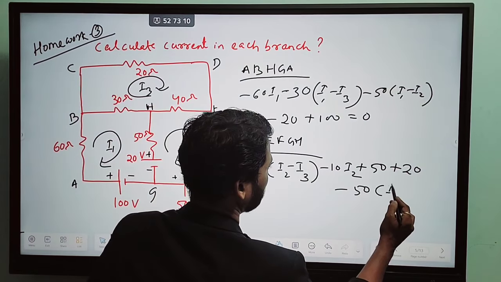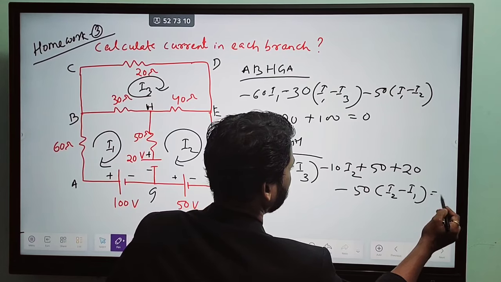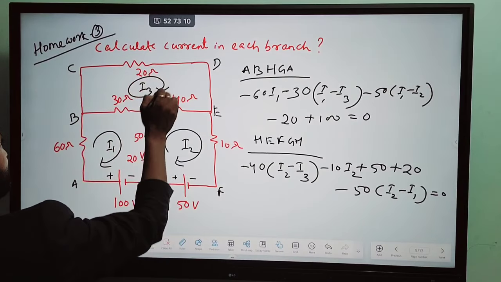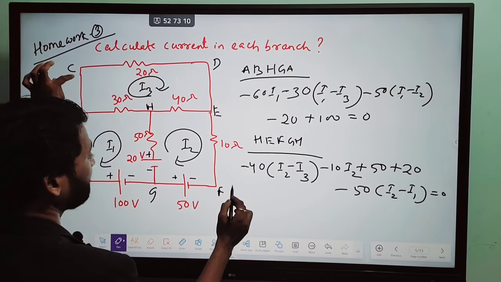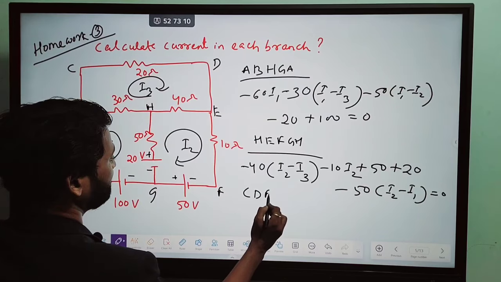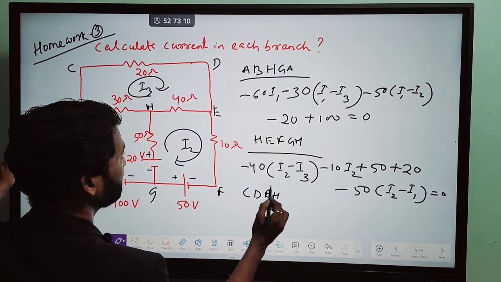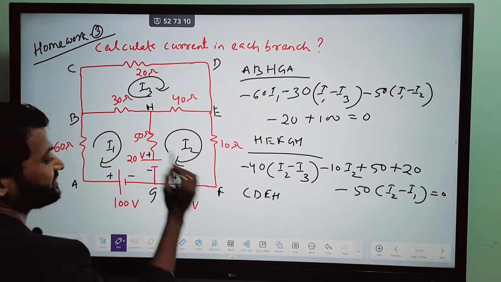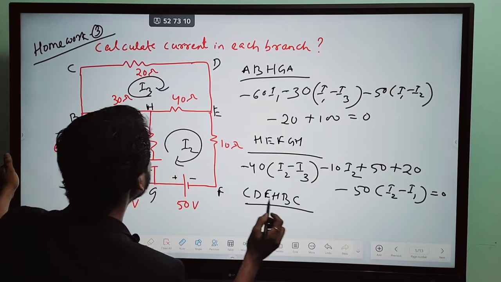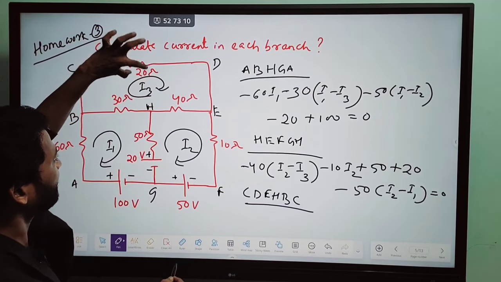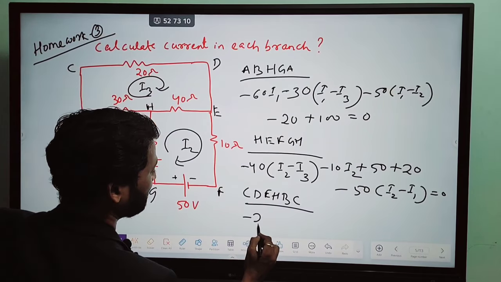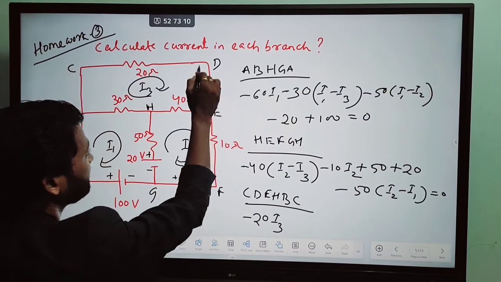Minus 50, I2 minus I1 will be 0. And for the third mesh, considering C, D, E, H, C, D, E, H, B, C. C to D, what is the current? I3, resistance 20, it will be minus 20 I3. D to E, leave it.